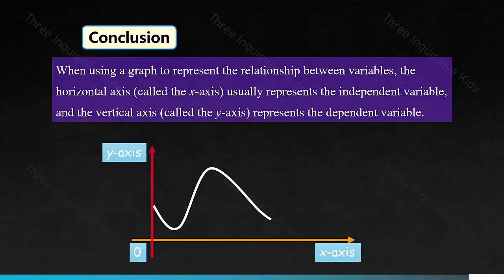Conclusion. When we are using a graph to represent the relationship between two variables, the horizontal axis, called the x-axis, usually represents the independent variable, and the vertical axis, usually called the y-axis, represents the dependent variable.